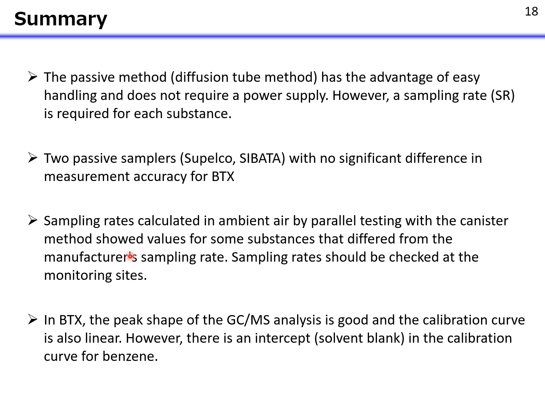Next, parallel testing with canister method showed that the sampling rate calculated in real atmosphere for some substances had values that differed from those set by the manufacturer. It would be necessary to check the sampling rate at the monitoring site. Finally, for BTX, the peak shape of the GCMS measurement is good and the calibration curve is linear. However, it should be noted that there is an intercept in the calibration curve for benzene.